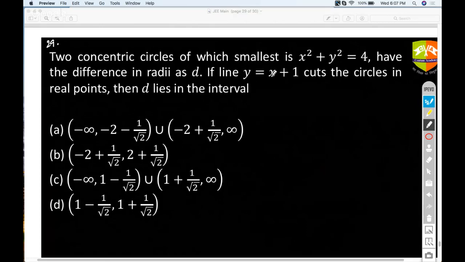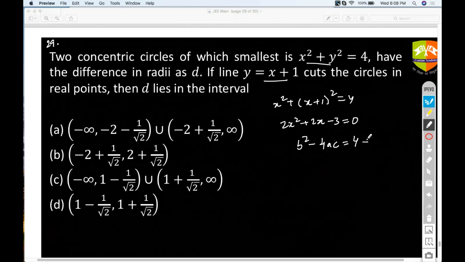So I think this line will always cut this in real points, because if you substitute your y as x plus 1, you get something like 2x square plus 2x minus 3 equal to 0, correct? And if you find the discriminant b square minus 4ac, that will be 4 plus 4 into 2 into 3. That's always going to be positive, right? So it will always have real roots.